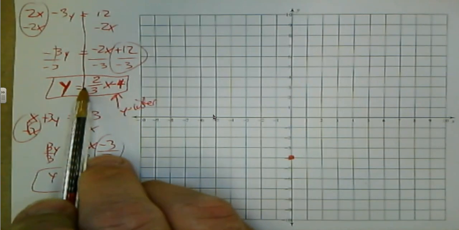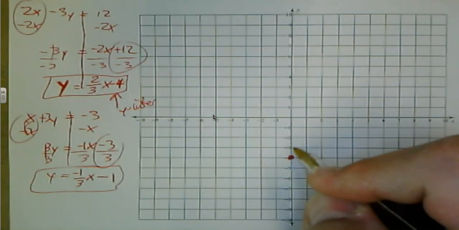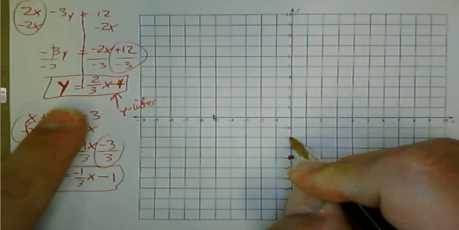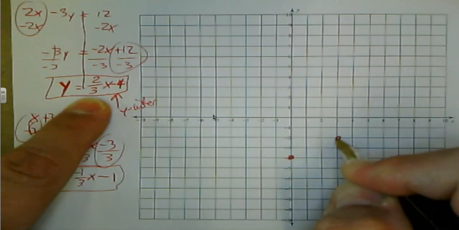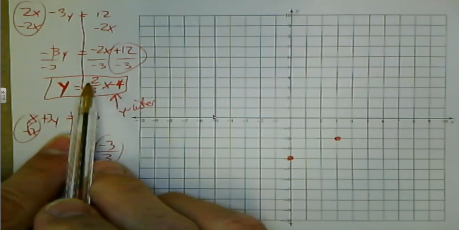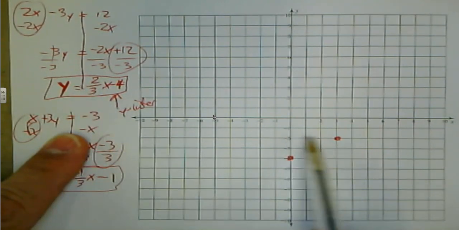Now I need to look. Is there a negative? No, there isn't. So this is a +2, which means I go up 2 spaces. 1, 2. Then it's a 3 at the bottom, so I run to the right 1, 2, 3 spaces. Rise over run right.